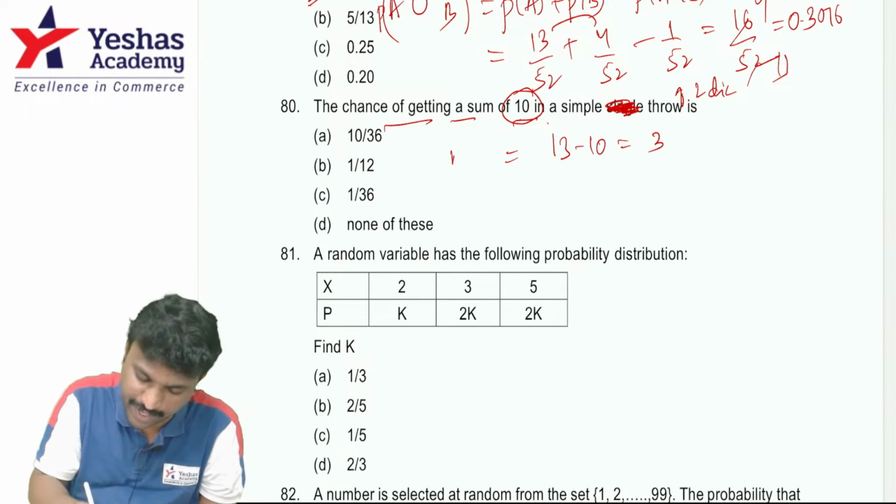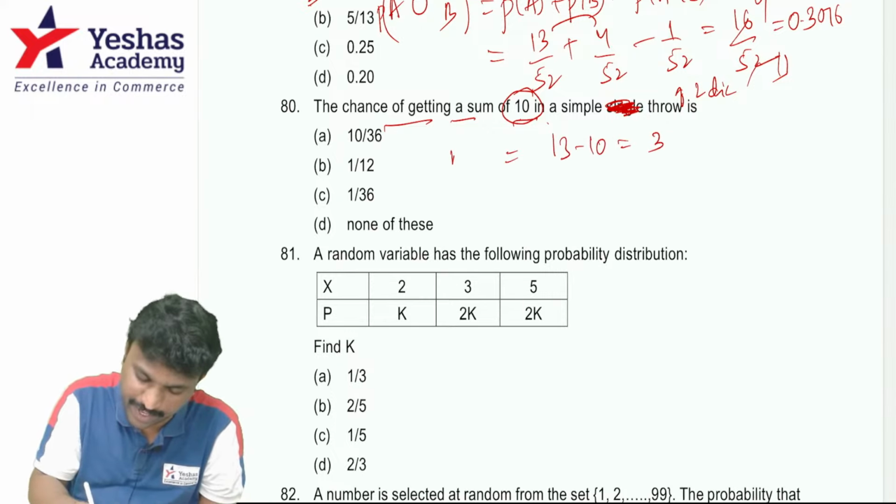82nd. A number is selected at random from the set of natural numbers 1 to 99. The probability that it is divisible by 9 or 11. So how many events are there? Two events, 9 and 11. What separates the two events? Or means union. We need to find P of A union B. We have solved a similar kind of question yesterday. So it's P of A plus P of B minus P of A intersection B. So how many numbers are there? 99 numbers. Divisible by 9 means 99 by 9. It's 11, isn't it? 99 by 9, which is 11.